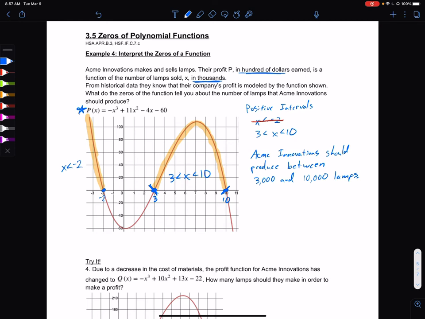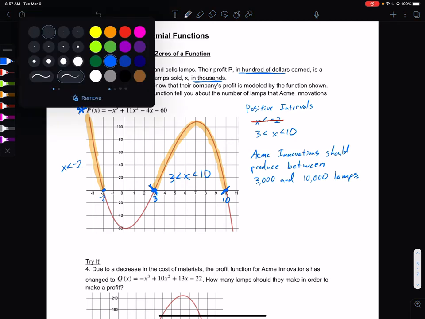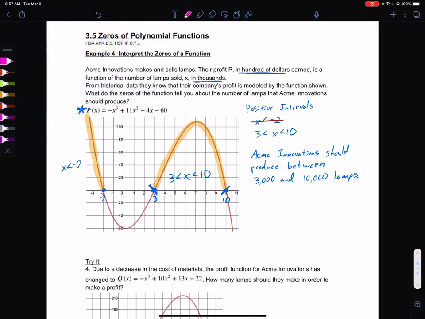If you want to go into a little more detail, they're maximizing their profit somewhere in this range up here. To maximize profit, they're probably going to want to make somewhere around 7,000 lamps. That's where the supply and the demand will most likely meet. Anything after 7,000, the demand is probably fading, so they're making more than people are going to buy. They'll still make a profit, but some of those lamps might not sell. Anything before that, there might be more demand, so they should make some more lamps so that they can sell more.